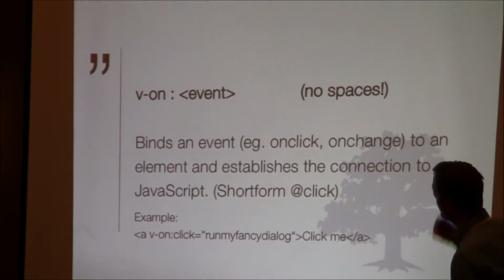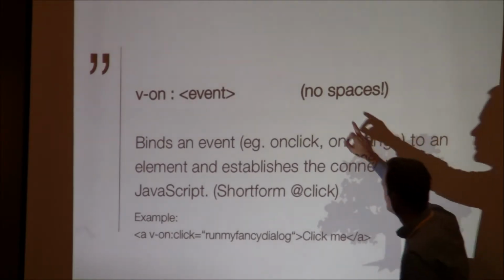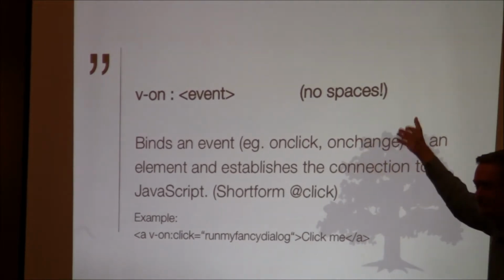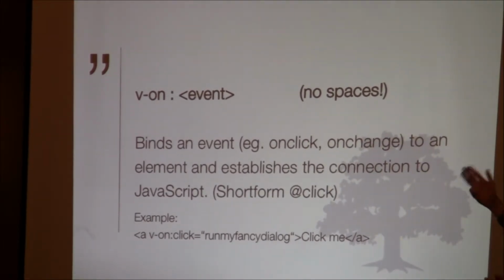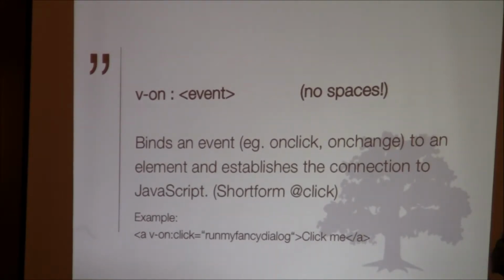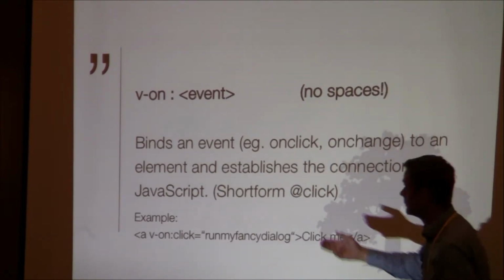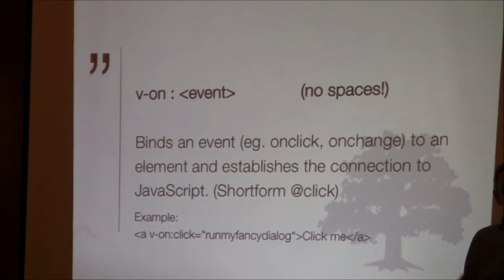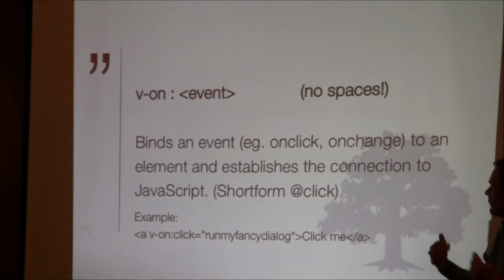And we have the v-on thing. No spaces, just to make it clear; to clarify the spelling, I put it in here. It binds an event, on-click, on-change, to an element, and establishes the connection to JavaScript. So we have the data part in the script thing, and we have methods in the script thing too, and we just easily can call them. I show it later. So v-on:click, run my fancy dialog, and then we have a method named run my fancy dialog.